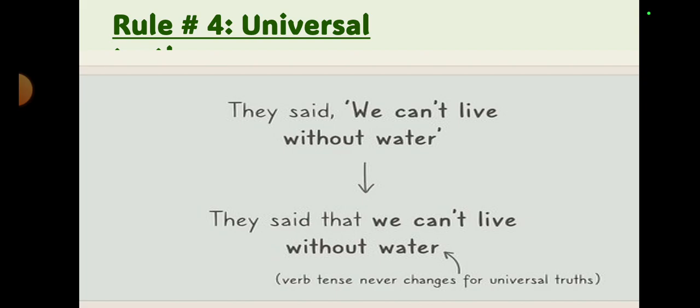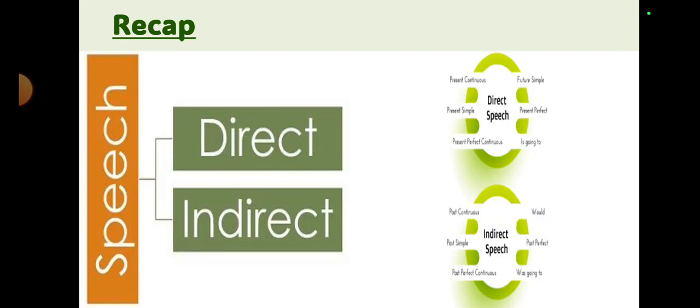For your better clarity, let me give you more examples of universal truths. If the statements are like the earth goes around the sun, honesty is the best policy, God is one, or the sun rises in the east, all these are universal truths. So you just have to remove commas and use the conjunction that. That's all. So remember, what did we study today?